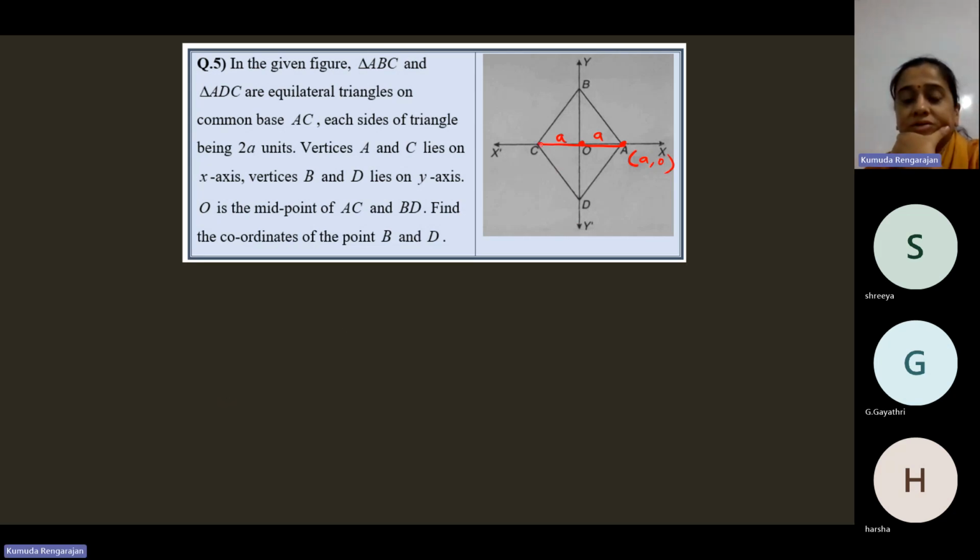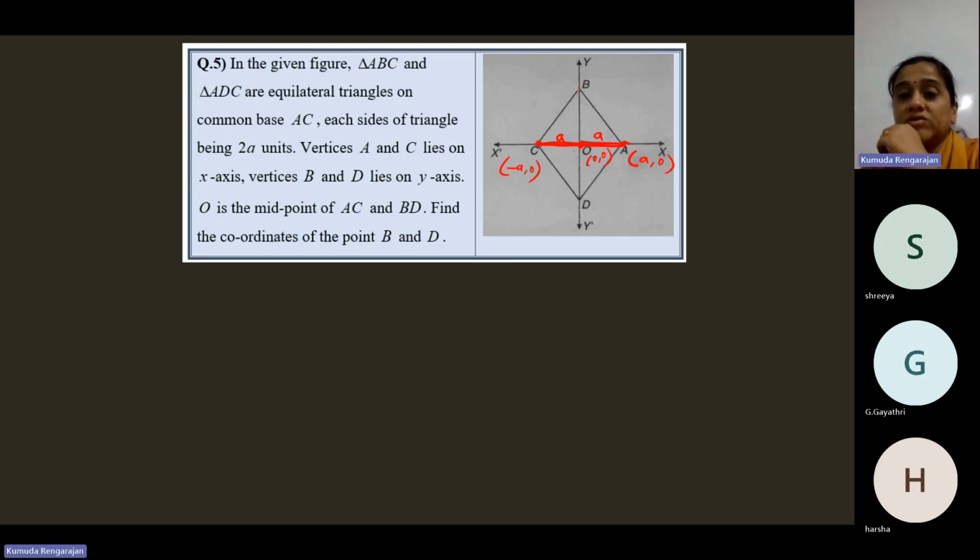What about the address of C? Minus A, comma 0, because it's on the negative side. So if this is 1, this will be minus 1. So if this is A, this will be minus A. So minus A, comma 0. All right. What are the coordinates of O? 0, comma 0, because that's the origin. 0, comma 0.